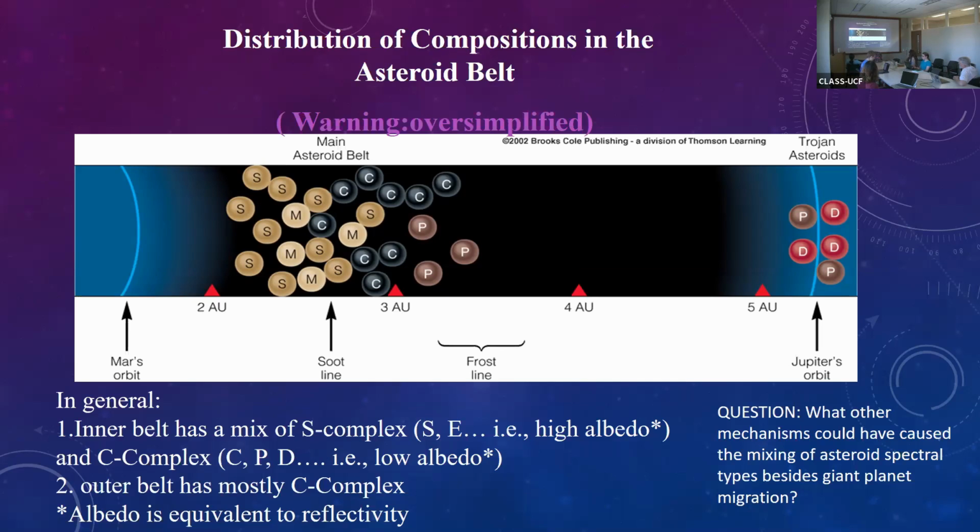So I guess this is a more recent view of the asteroid belt and the different types of asteroids in the asteroid belt. And so you can see in the inner belt, you have a mix of the S complex and the C complex. And the outer belt, you have mostly the C complex. And so we know that the migration of the giant planets, usually that's the theory, allowed the mixing of these two complexes. And then my question would be, what other mechanisms could have caused the mixing of these asteroid spectral types besides giant planet migration?